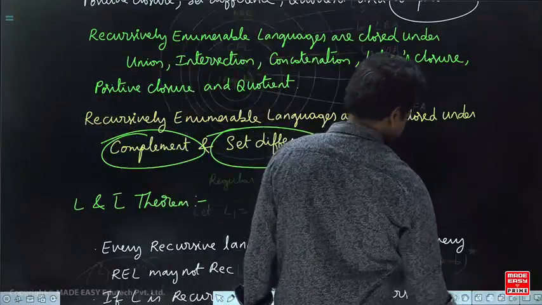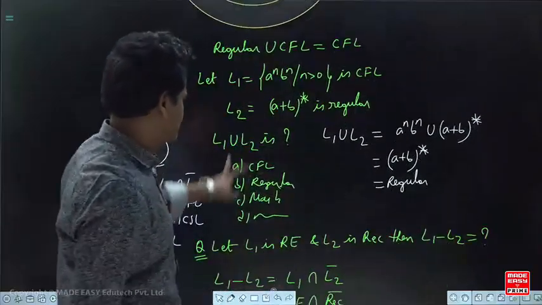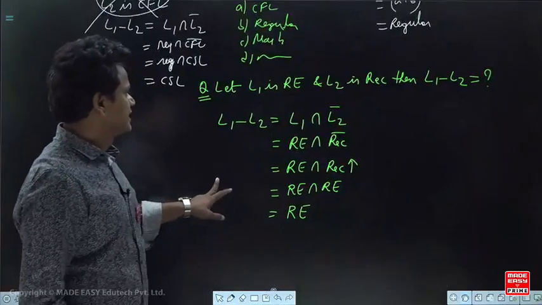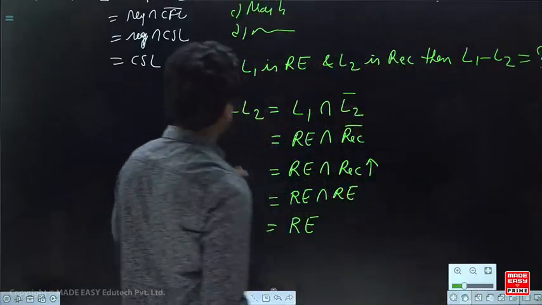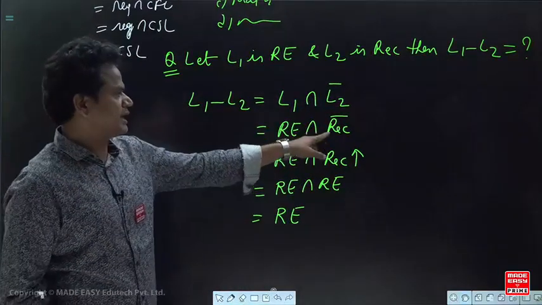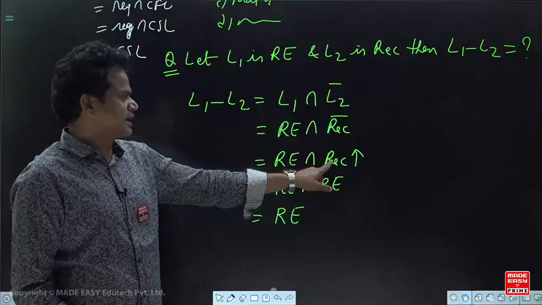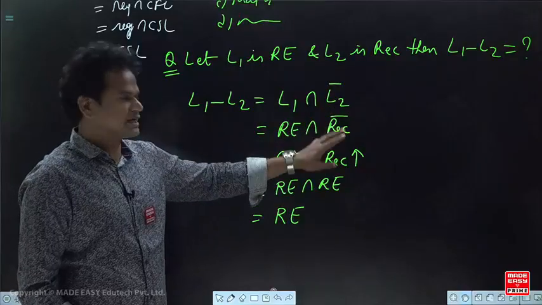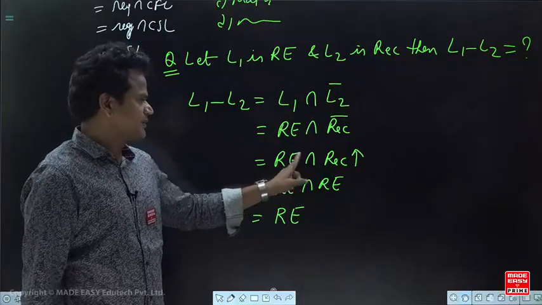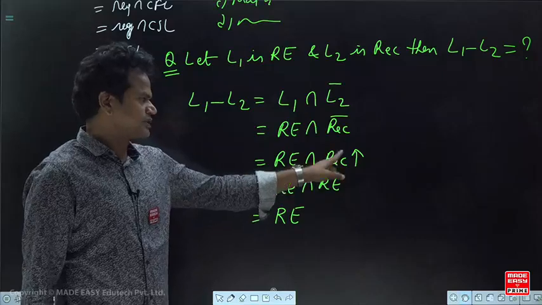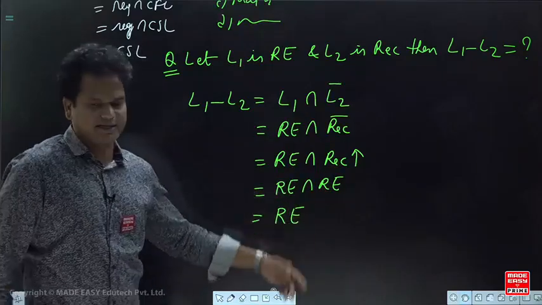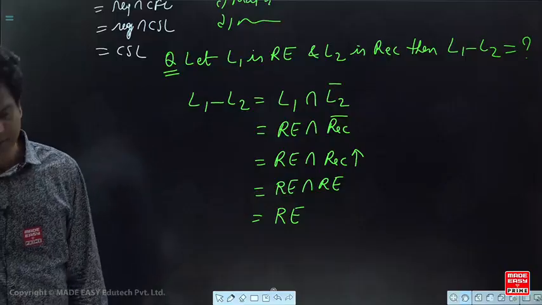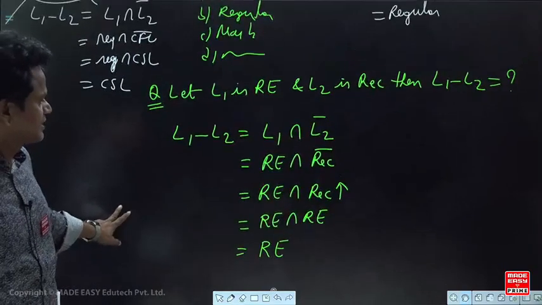Now come to this one. Here, what did I give? So here, L1 minus L2. So what is L1? RE and L2 REC. Complement is REC. REC complement is also REC. But you are doing the operation between two different languages. Then go for the upgradation of REC. REC is RE and RE intersection RE is RE. You understand? Okay. You can take this question also.